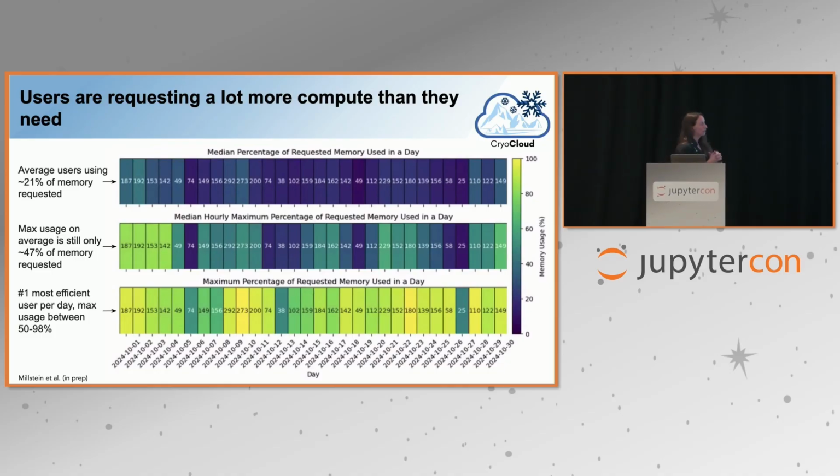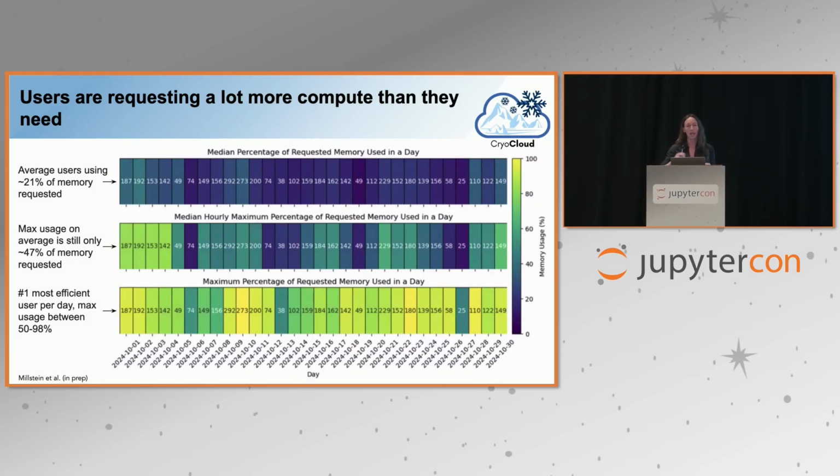Another thing that we've recently realized, well, it's not exciting, also requires more training for our users, is that users are requesting a lot more compute than they need. So I'm going to break down this figure here. Each block is an aggregation of data for one day across the month of October 2024. The numbers are the number of users for that day.